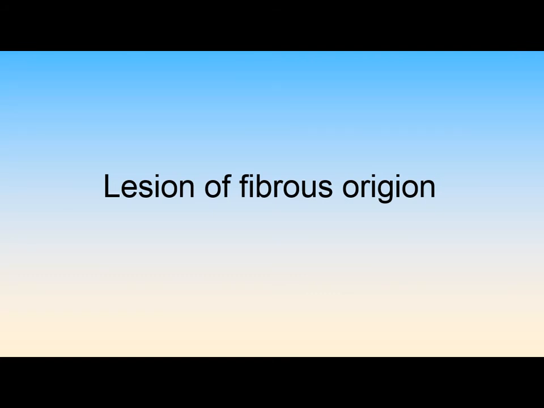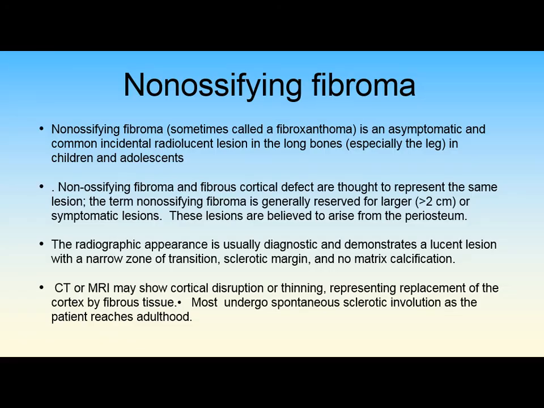The second topic is lesions of fibrous origin, starting with non-ossifying fibroma. Non-ossifying fibroma, sometimes called fibroxanthoma, is an asymptomatic, common, incidental radiolucent lesion in the long bones, especially in the leg, in children and adolescents.